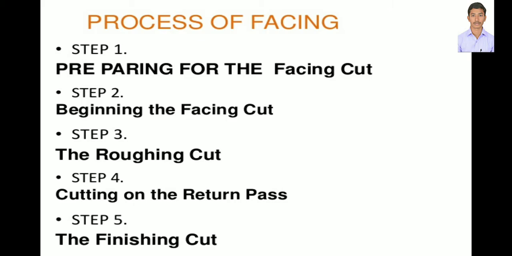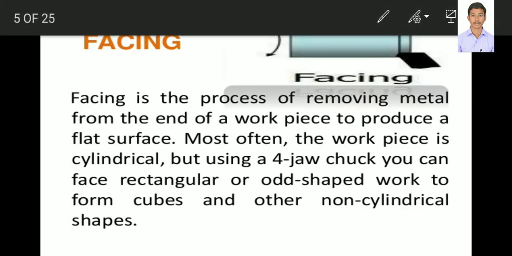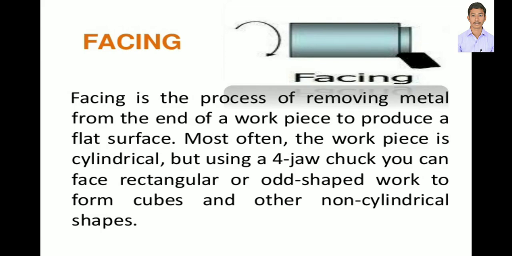Step 1 is preparing for the facing cut. First we take the raw material or any object, and prepare the cutting operation on the facing cut of the workpiece. Step 2, beginning the facing cut. We take the workpiece and fix it in the lathe machine jaws. 3-jaw chucks and 4-jaw chucks are used to fit the workpiece. So these chucks hold the workpiece.